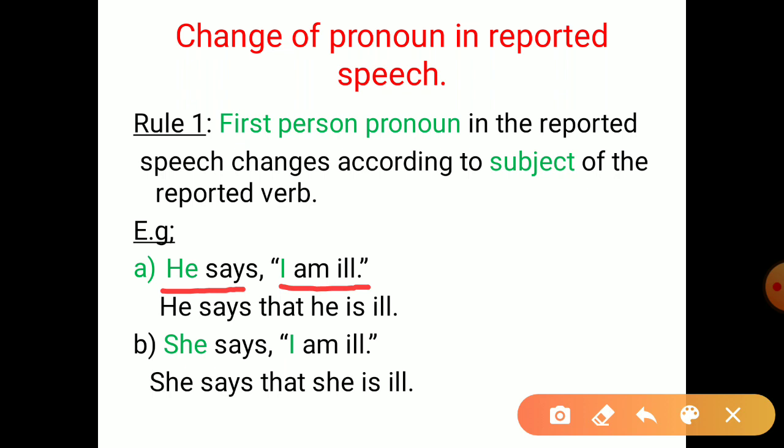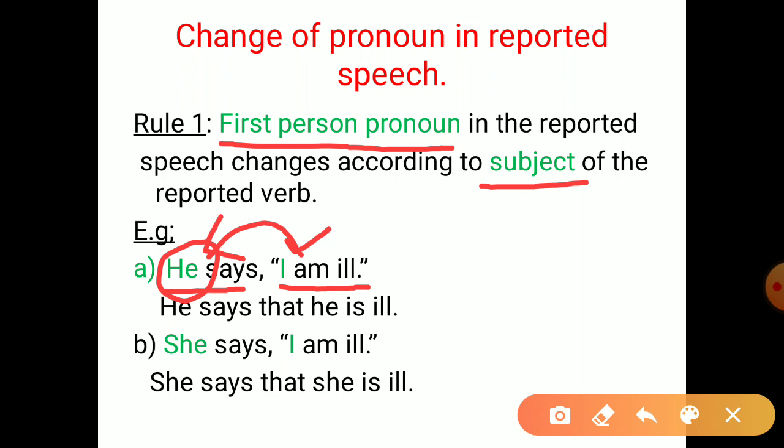Reported speech means the exact words of the speaker, which are always enclosed in inverted commas. So first person pronoun in the reported speech. I am ill is reported speech, and the first person pronoun is this I. First person pronoun in the reported speech changes according to the subject of the reported verb. Reported verb is he says, so the subject there is he. So this first person pronoun, I, will change according to the subject of the reported verb, which is he. So I will change into he.